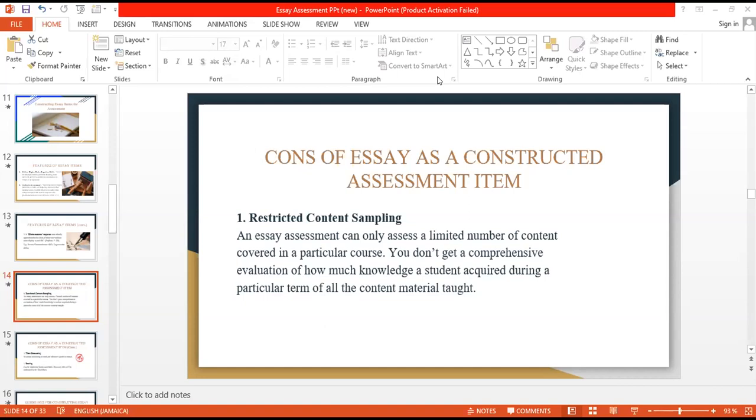So the essay would be for that purpose and that objective, and not the objective of testing a content area that would fall into the essay body itself.